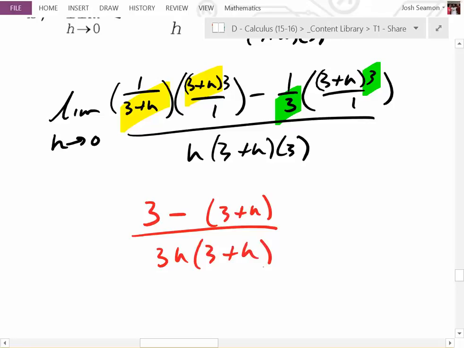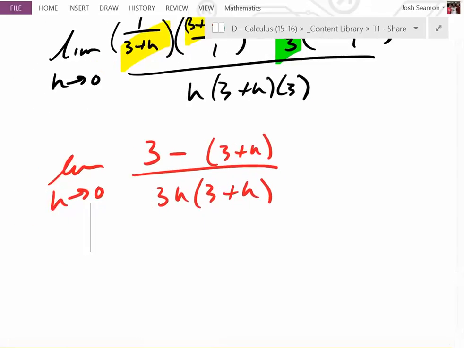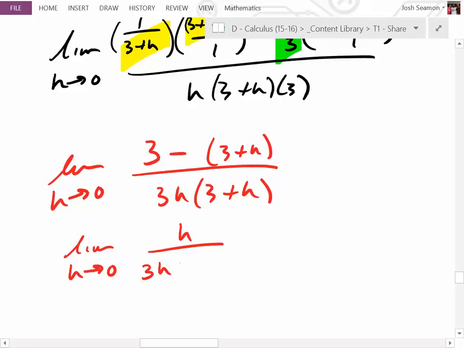Are you with me so far, everybody? You have the limit as what? h goes to 0. What happens up top? You end up with the limit as h goes to 0 of what? h over 3 times h times what?